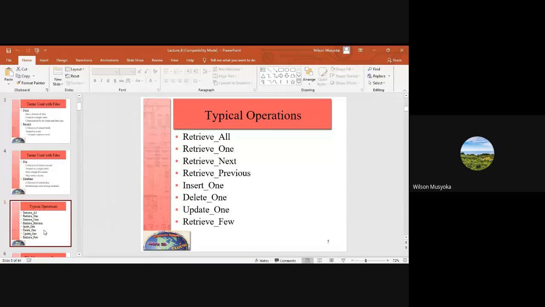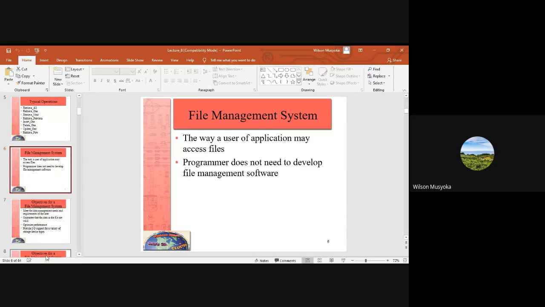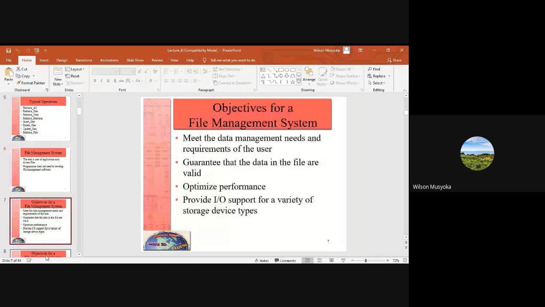Then these typical operations. I will not take you to the practical in Linux, but these are things you can do in Linux to see how you retrieve files, how you retrieve one of them, all of them, the next one, and all of that. But I want you to read it through just to understand it in theory, how file management works.